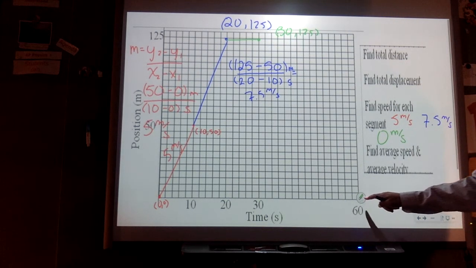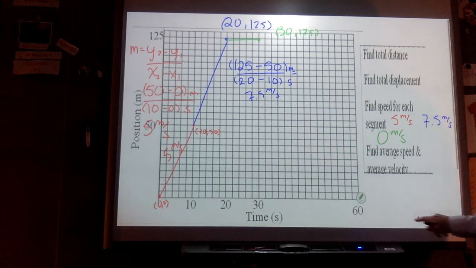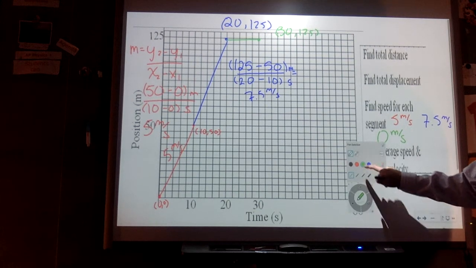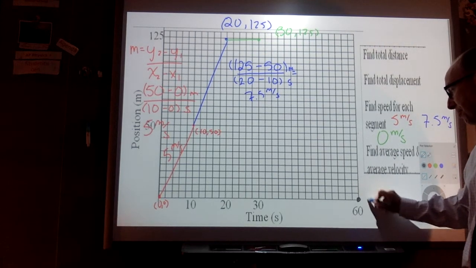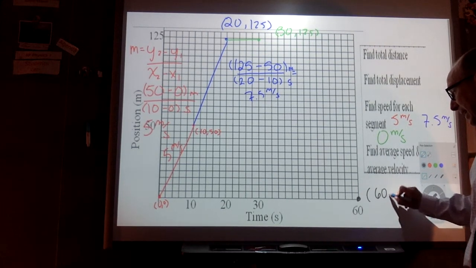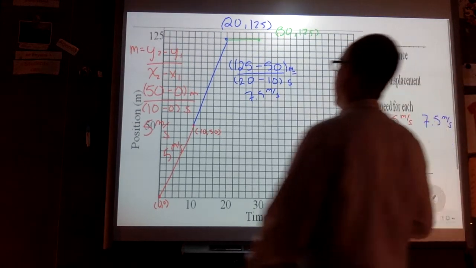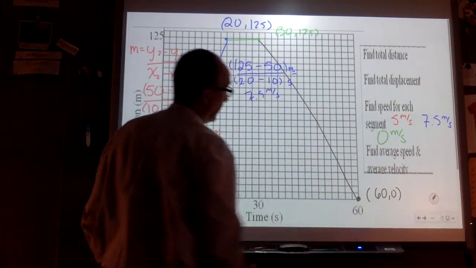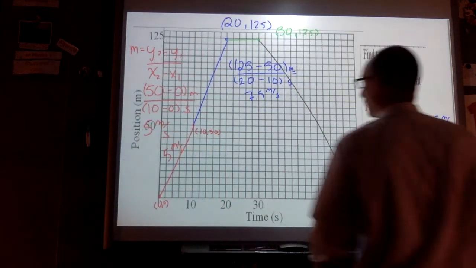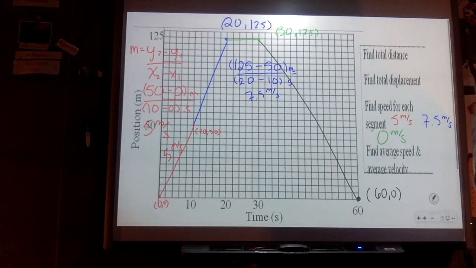Finally, he's going to return back to the start in an additional 30 seconds. So that's going to take me to 60, 0, and I'll try to connect this with a line, how good I am at drawing a straight line. All right, now I can find what the speed is in this one.